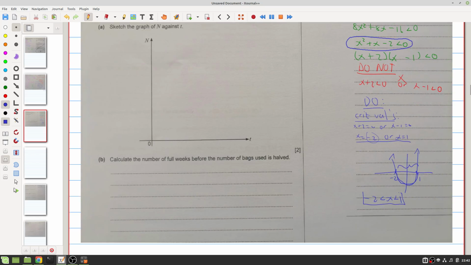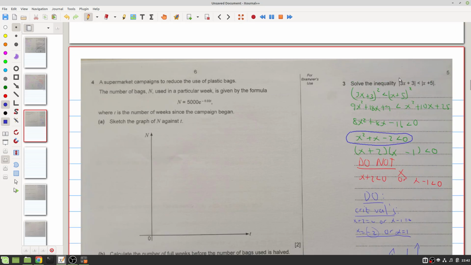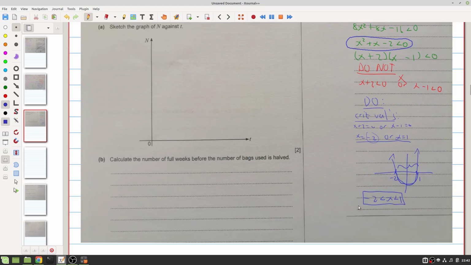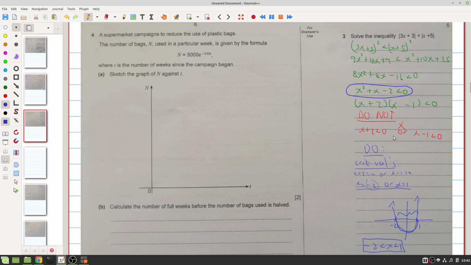Anything between -2 and 1. And if you've done this and you're unsure, you can always just take a value in between and test it to see does it work, and test a value outside of this to see if it doesn't satisfy it, to see if you were right. Okay, so again, two absolute value signs, square both sides and solve from there.